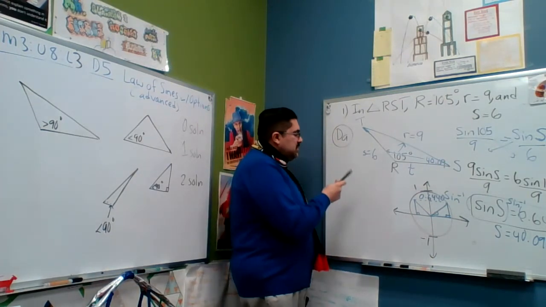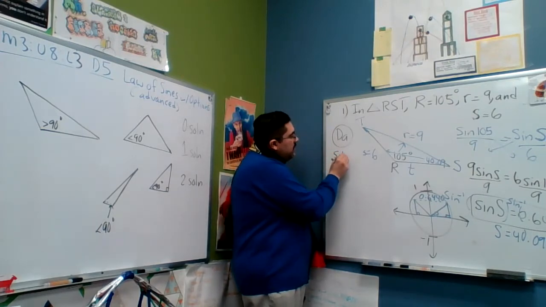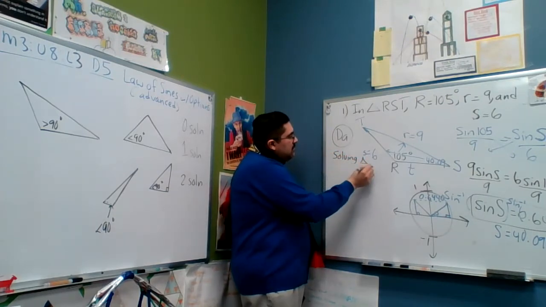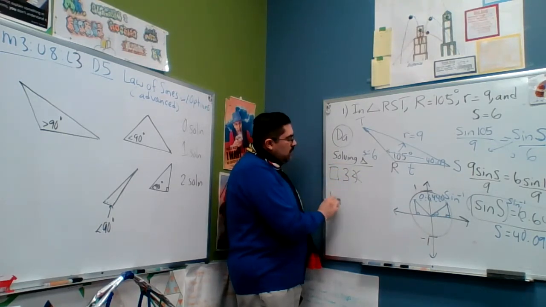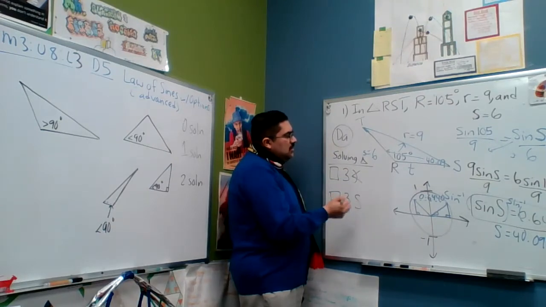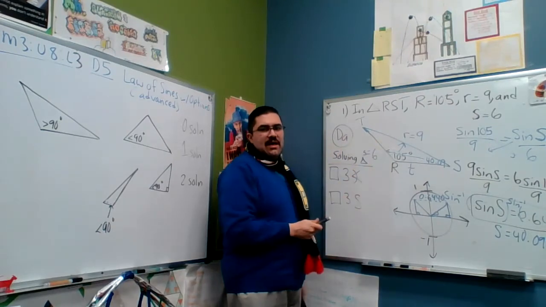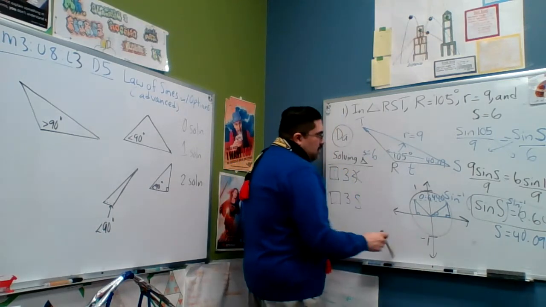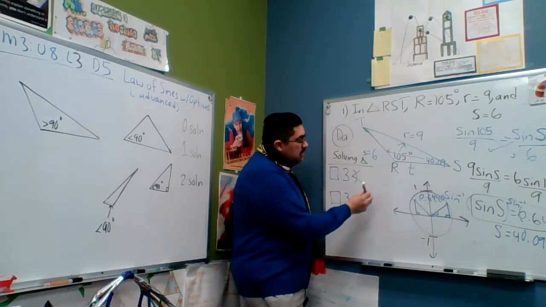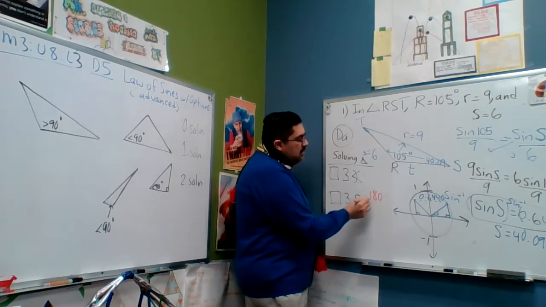We are solving the triangle. So we have a little checklist. We want to know what all three angles are, and we want to know what all three sides are. We have two angles. How would we go about getting the third one? Well, you guys know what they add up to, right? You know they add up to 180. We're going to subtract off 40.09.